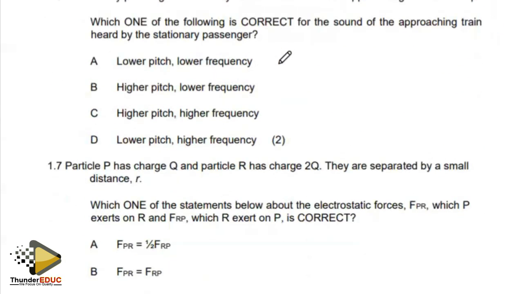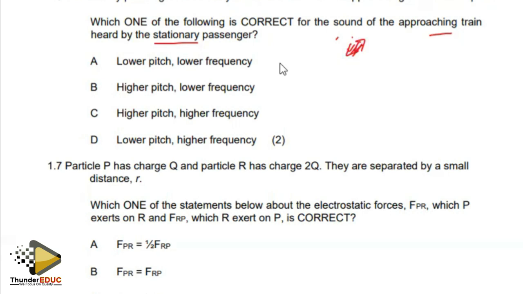Then 1.6, the stationary passenger at a railway station listens to a train approaching at constant speed. So this is Doppler effect. Which of the following is correct for the sound of the approaching train that is heard by the listener? Okay. So for as long as the source is approaching, we expect the listener to get the loudest sound. Okay, and if the sound is the loudest, which means it has to be a higher pitch. And for as long as the pitch is high, then what's going to happen to the frequency?